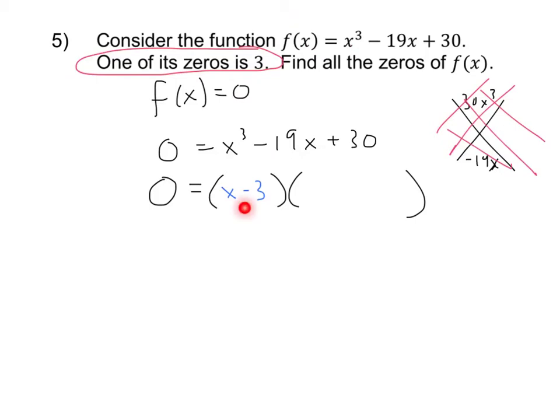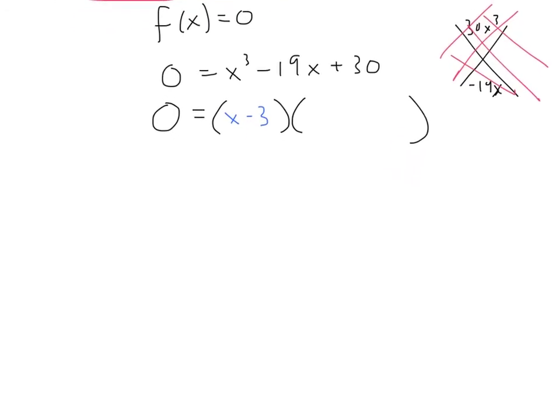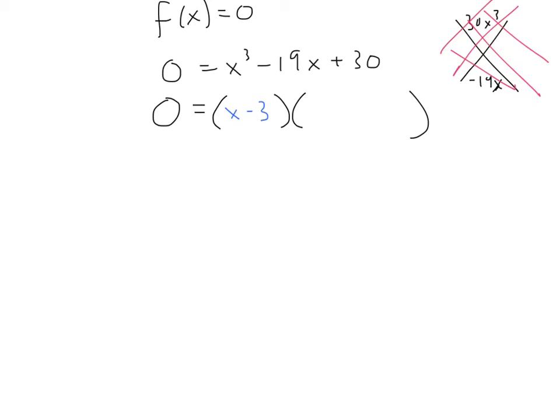But do we know what this would be? The answer is not yet. How do we figure this out? We're going to use division. I'd like you to go ahead and pause and do the division to figure out what would be in here. All right, please pause and do that. All right, I'm not going to show all the division. You should be pretty good at that by this point.